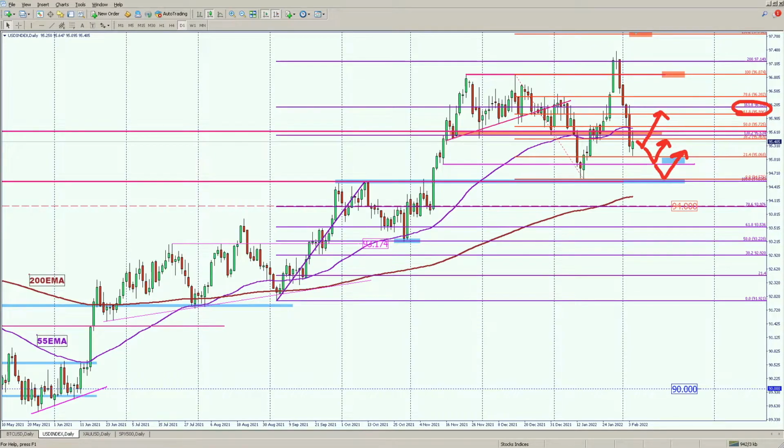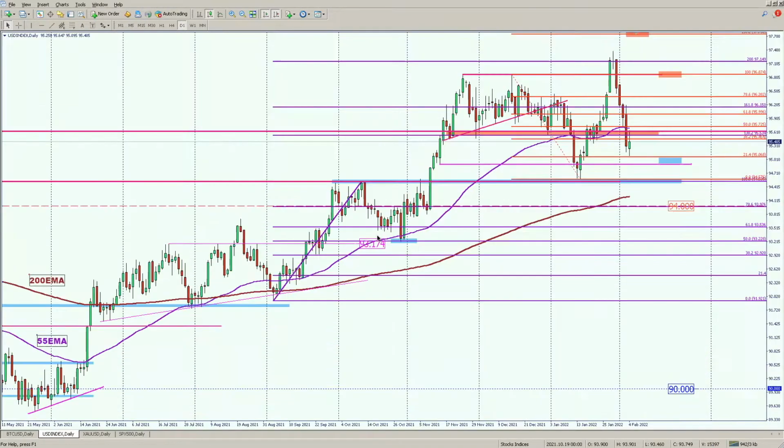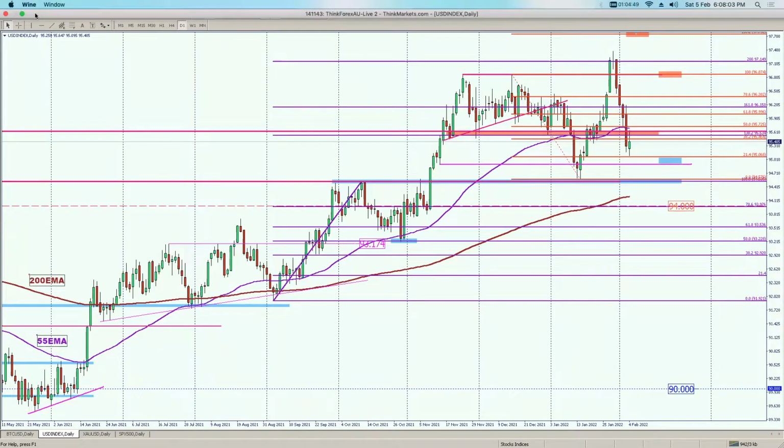And the CPI figure is going to be released on Thursday, so we'll need to see whether there's any higher figure than expected that would support the Fed in a rate hike in the coming March meeting.